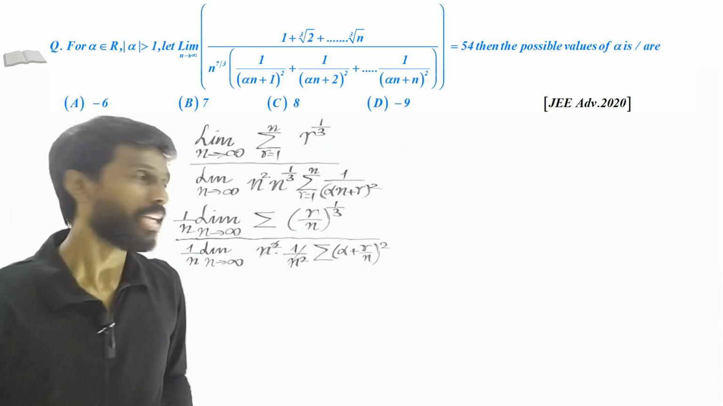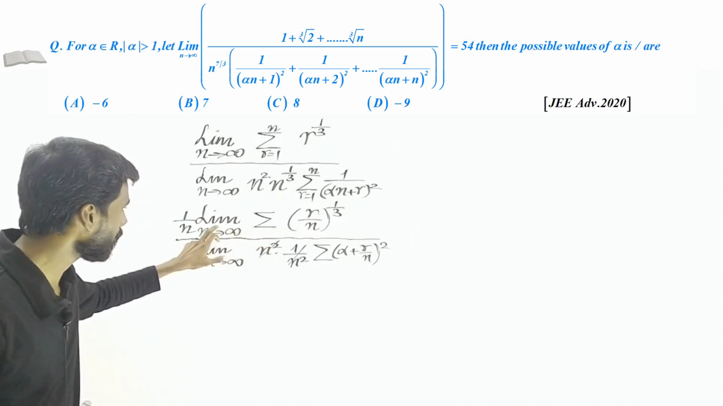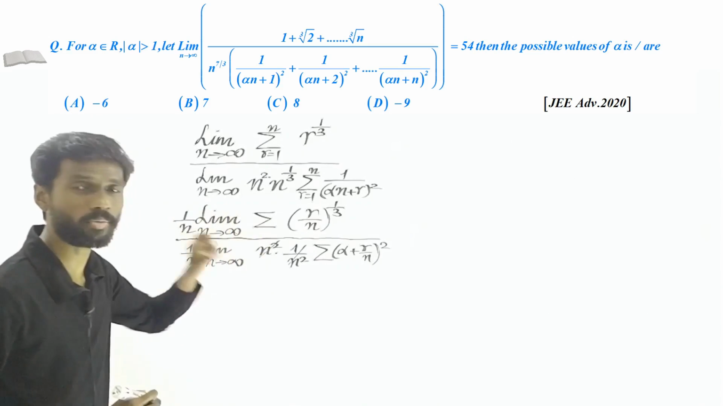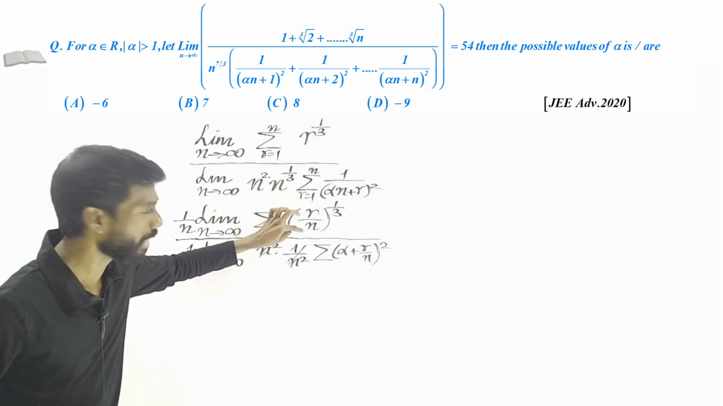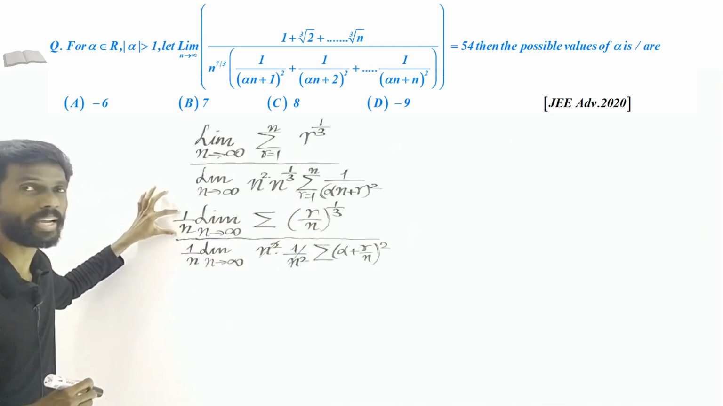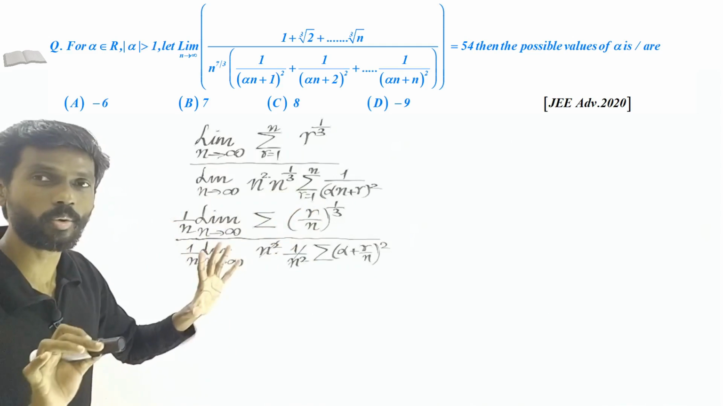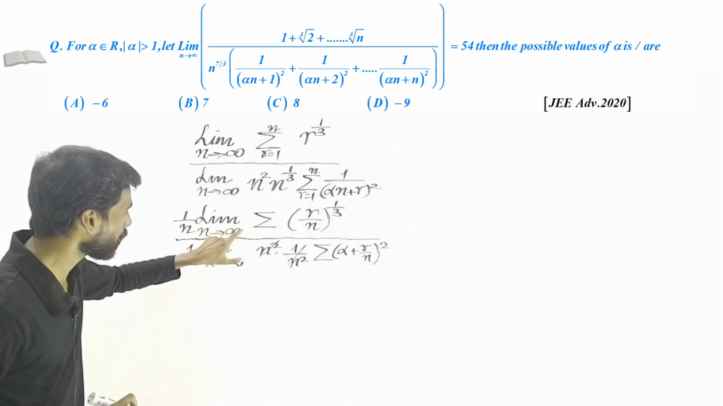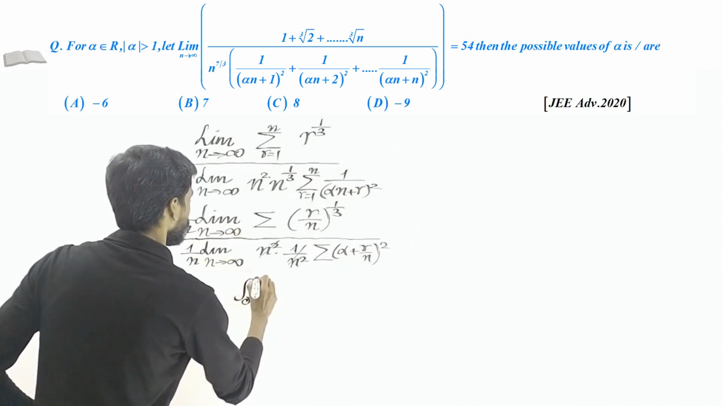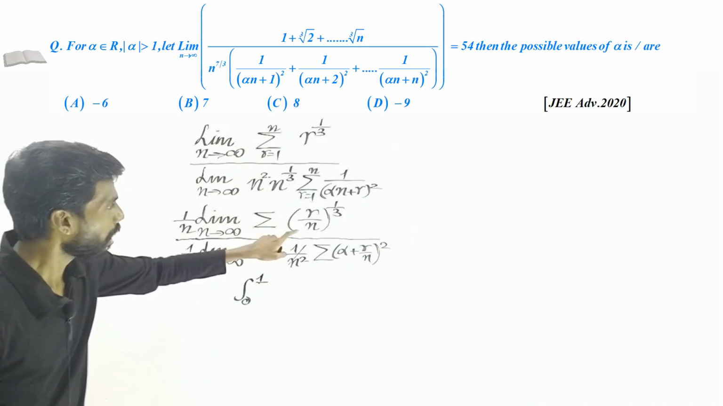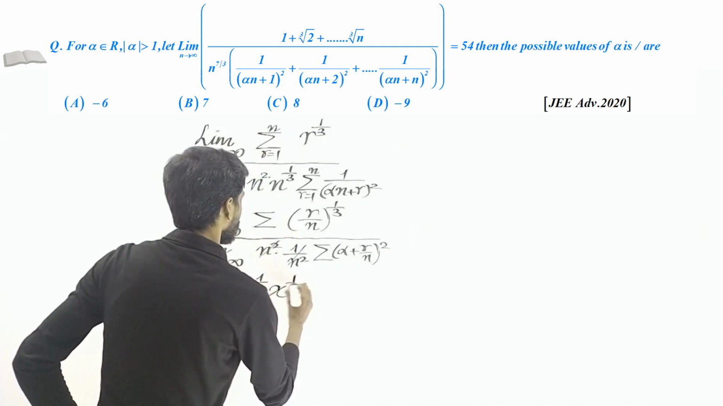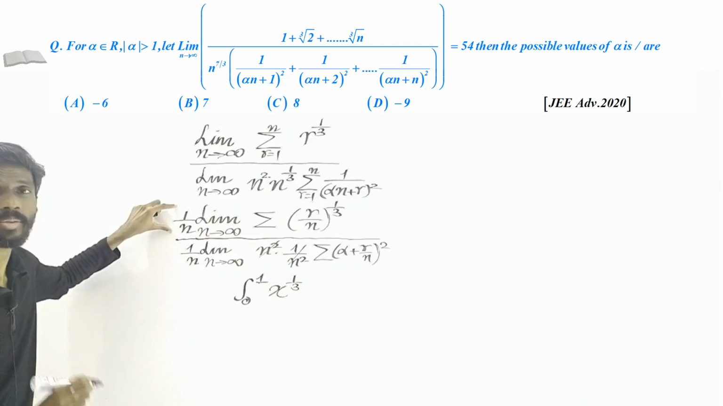So what is the rule? This limit summation is written as an integral, integral 0 to 1. That is one thing. Next thing, this r by n can be replaced by x, so x to the power 1 by 3. And then this 1 by n can be written as dx. So that is the rule for all the limit summation questions. This limit summation will become integration from 0 to 1, and this r by n is x, so x to the power 1 by 3, and there is 1 by n, so that becomes dx.